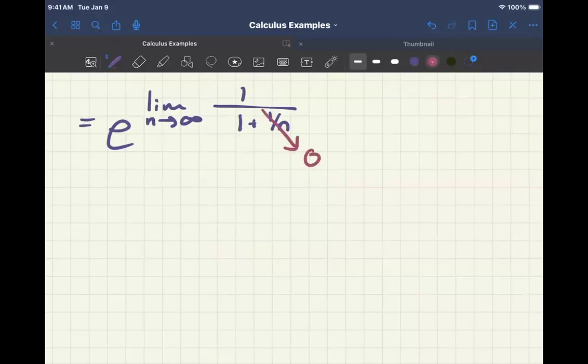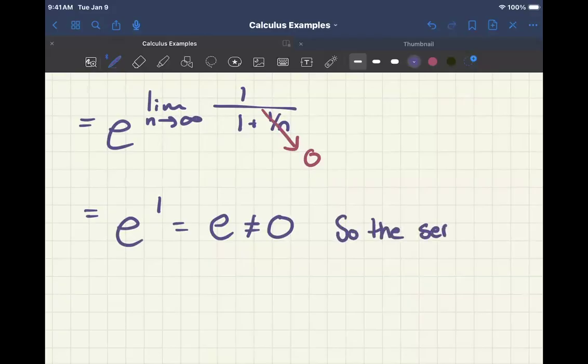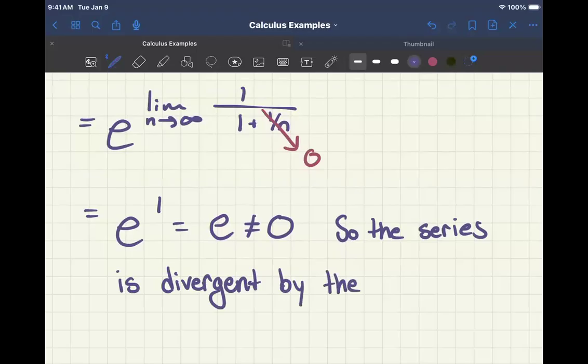1 over n goes to 0 as n goes to infinity. So we end up with the limit e to the first power, actually, because 1 over 1 is 1, which is the lovely number e. And in particular, what we know about e is it's 2 point something, which is non-zero. So our series is divergent by the divergence test.